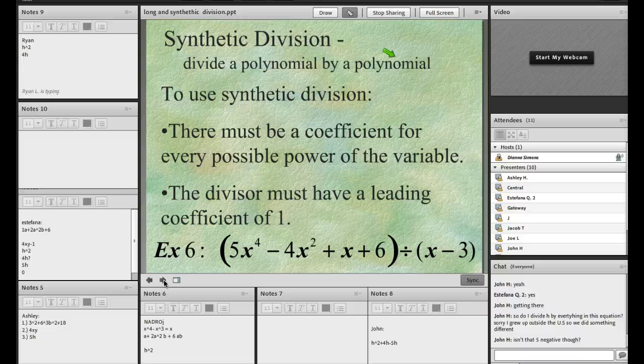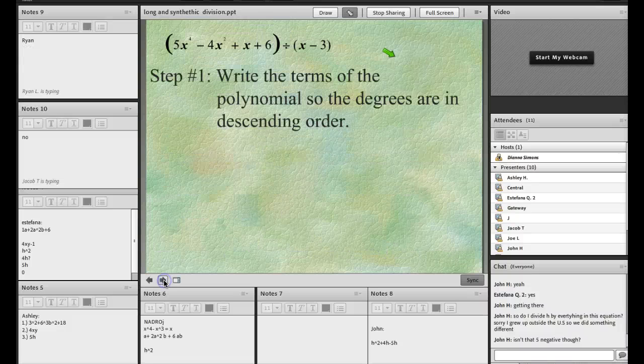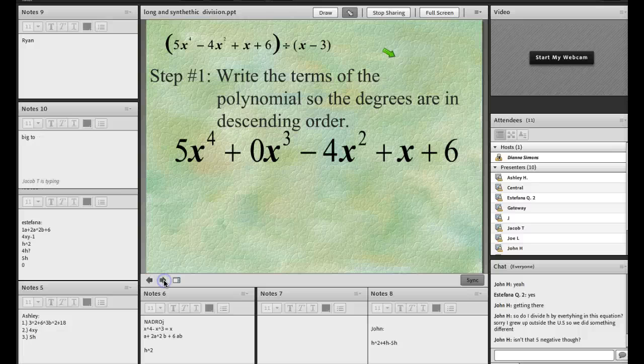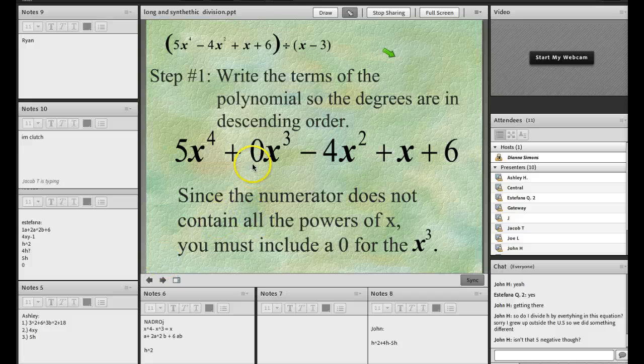All right, are you ready? This is our example. So we're going to write the terms of the polynomial so that the degrees are in descending order. What does descending mean? Anybody over there? What does descending mean? Okay, we had up here biggest to smallest. And yes, big to small. Good, Jacob. Okay. Now, since there isn't a cubed term up here, we've got to put a placeholder.